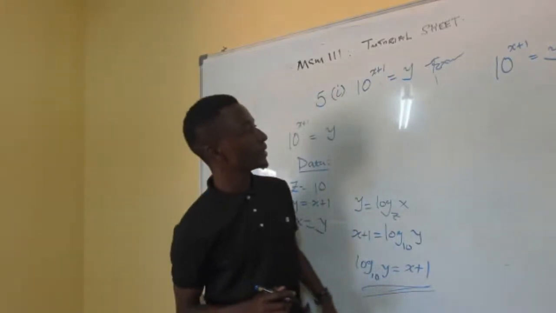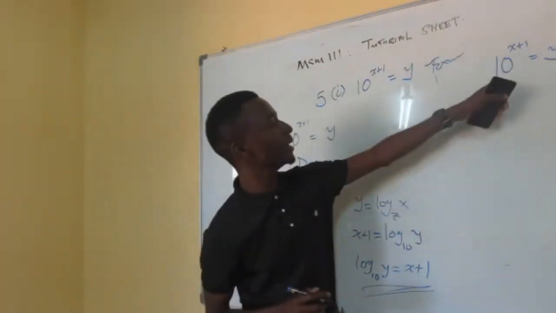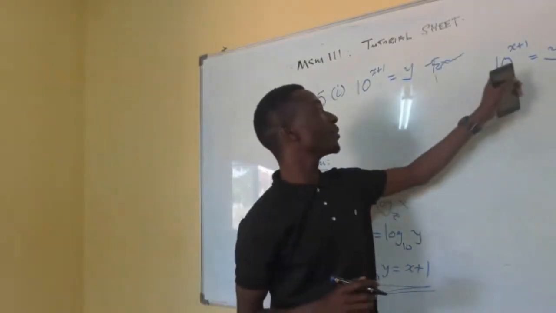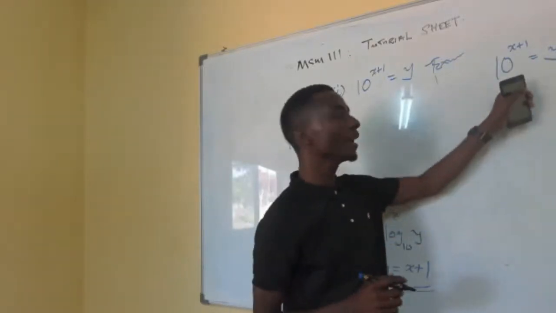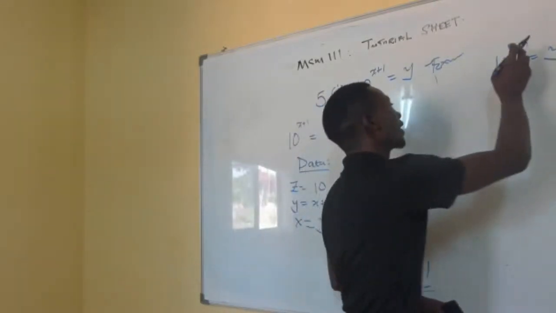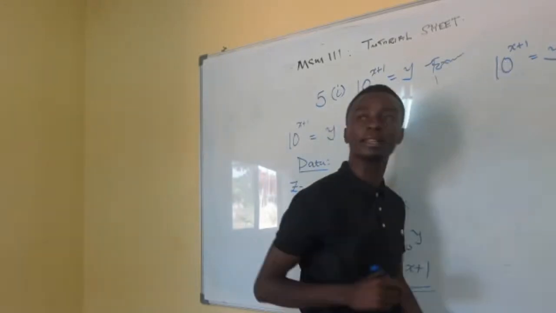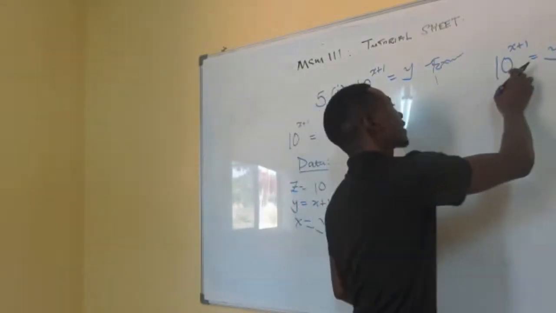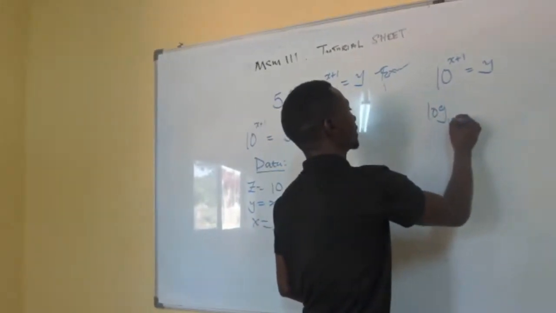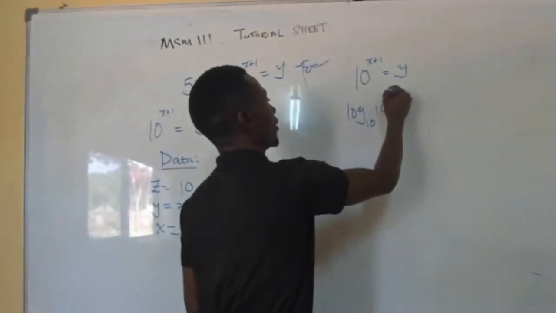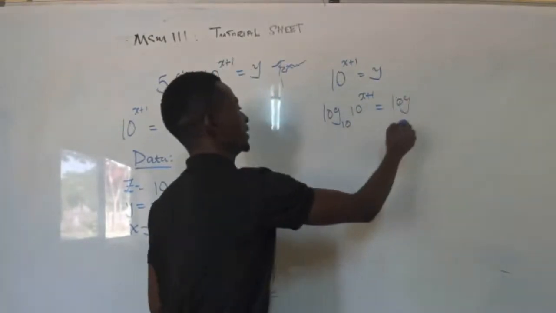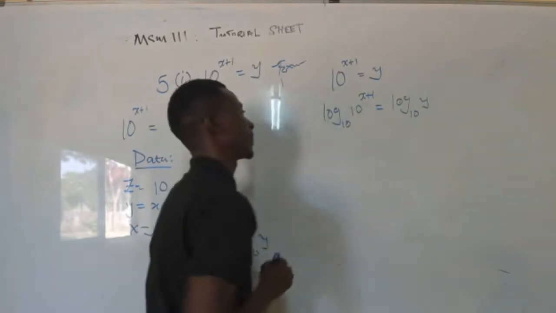The other method that you can use is that you have to consider the base. If your base is 10, then multiply both sides by log 10. If your base is a, multiply both sides by log a. So now, following the question, our base is 10. So meaning, we're going to multiply both sides by log 10. So you say log 10 to the power x plus 1 equal to, on the other side, log 10 y.